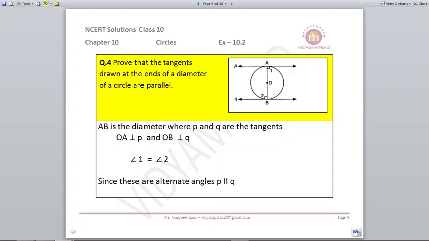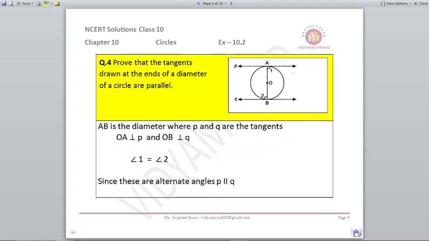Prove that the tangents drawn at the ends of a diameter of a circle are parallel. Now here we can see that AB is the diameter, and P and Q are the tangents. So the tangents at A and B are perpendicular to OA and OB, because we know that OA and OB are the radius, and when a tangent and a radius meet, they form 90 degrees.